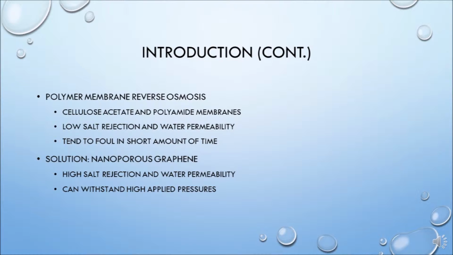These membranes have low salt rejection and low water permeability. These membranes also tend to foul in a short amount of time. The solution to the downfalls of polymer membranes is nanoporous graphene. It has high salt rejection and high water permeability. It can also withstand large applied pressures. Because of these qualities, nanoporous graphene has the ability to serve as a viable reverse osmosis membrane.